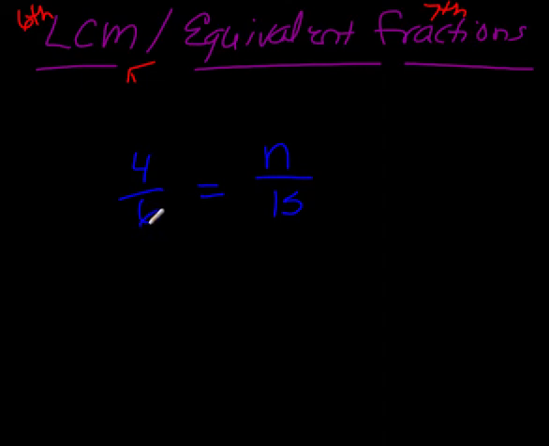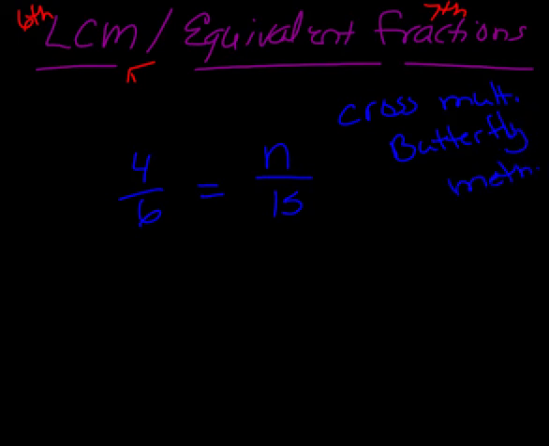Can I multiply 6 by anything to give me 15? Well, actually, no, I can't. 6 times 2 is 12, 6 times 3 is 18, so guess what? I can't multiply it. Therefore, I have to use method number 2. Method number 2 is a beautiful method. It's called cross multiplication, also affectionately known as the butterfly method. Butterfly method. There we go.